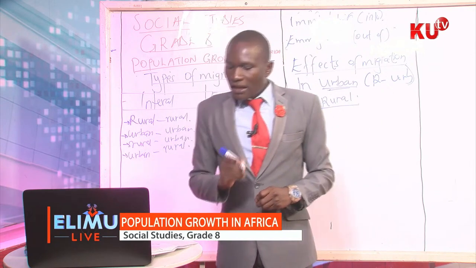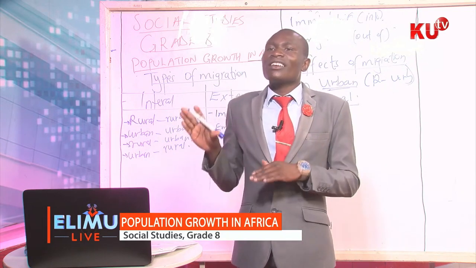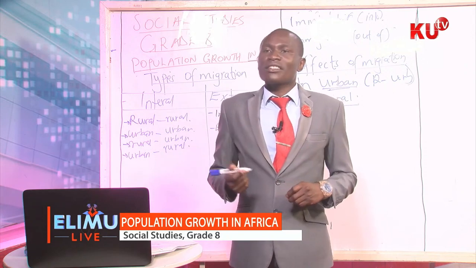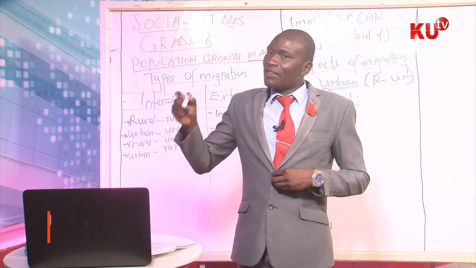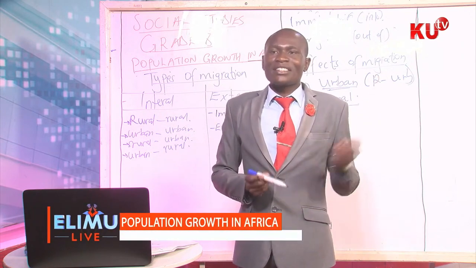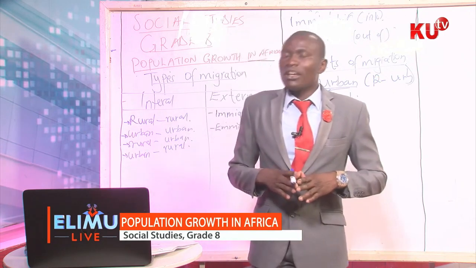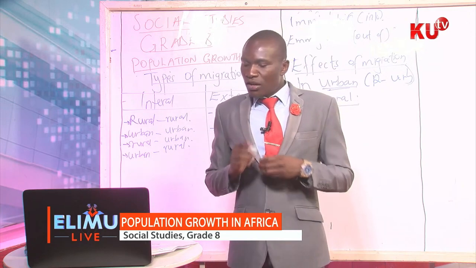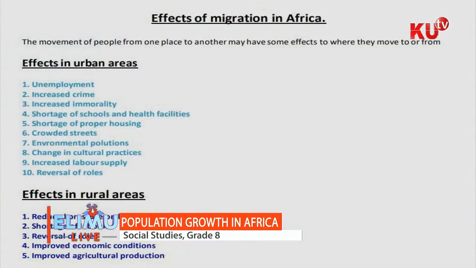Number one, reduced pressure on land. Now we will not have congestion in rural areas. Why? Because the number of people has reduced in rural areas, and the people have gone to overcrowd urban areas, so the pressure on land will be very low. Then also, shortage of labor. Now that more people have moved from rural areas to urban areas, who will work on the farm? Nobody. It will lead to shortage of labor in rural areas.